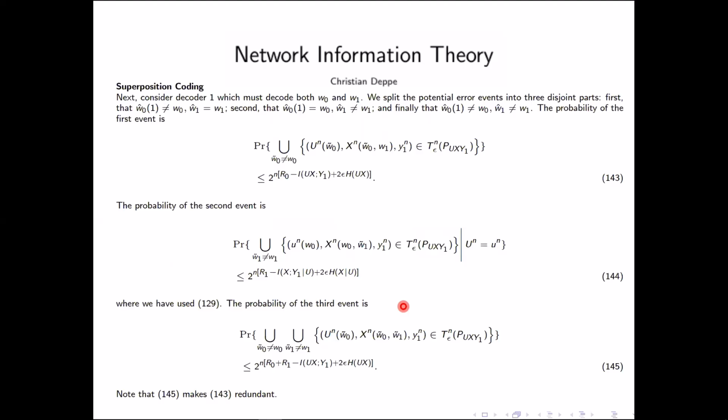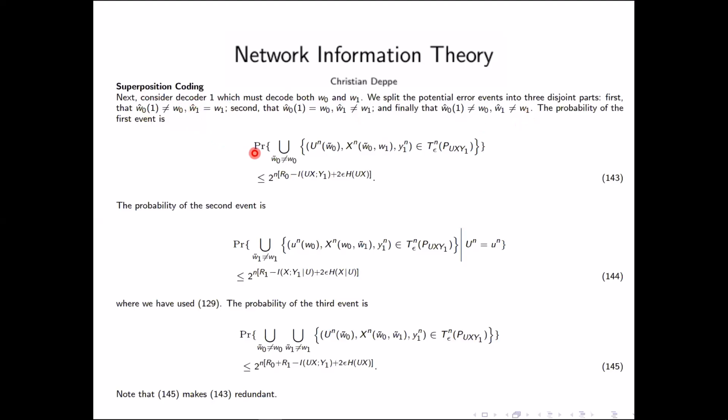Then we look at the first decoder. In the first decoder we have to look at several cases. The first case is that the estimate of the common message is wrong, but the estimate of the dedicated message is correct. Second, the estimate of the common message is correct, but the estimate of the dedicated message is wrong. And finally, both are wrong. Let's look at the first case.